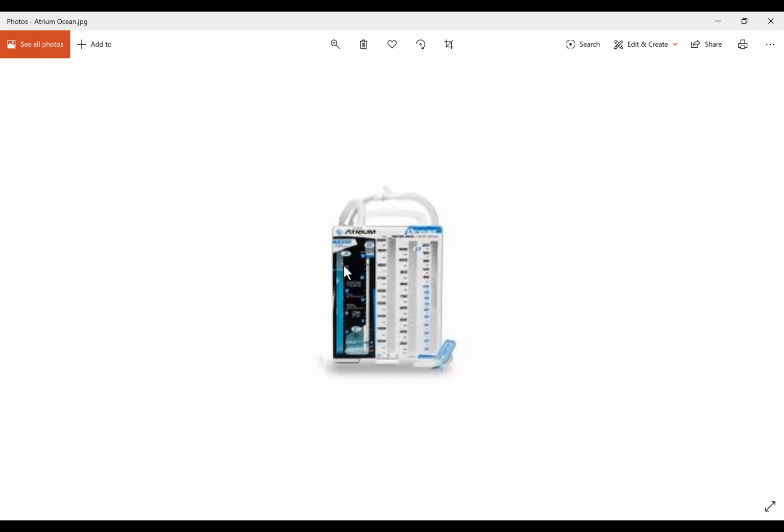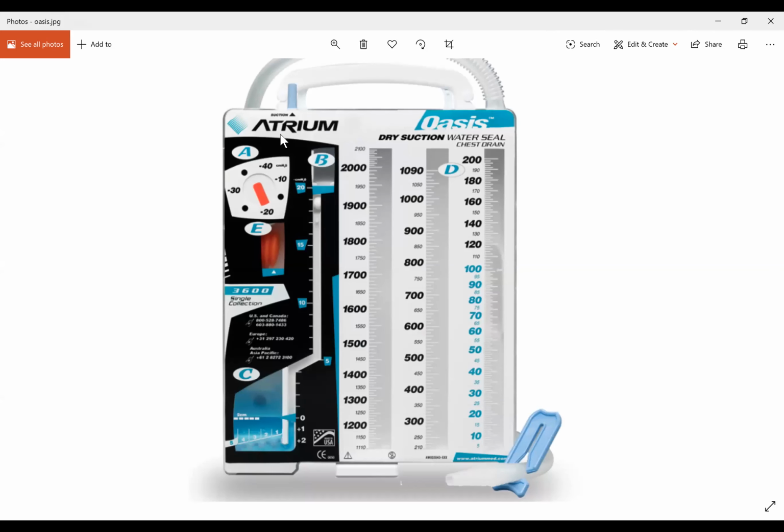So what controls the suction again is not the suction source. It's the water level in the third bottle, the third column. Or if it's a dry setup, it's whatever you dialed here. So it's not the wall suction. If you connect this to suction and put the suction at 200, doesn't matter. Whatever dial you put here is what the patient receives.